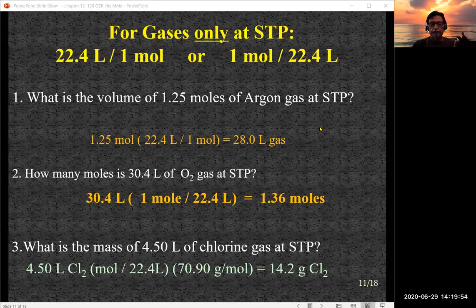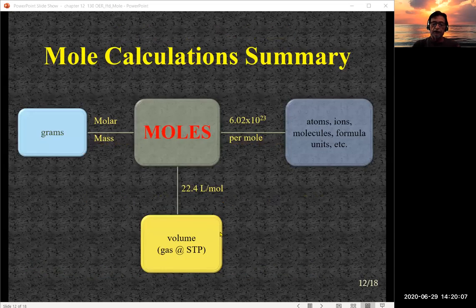So the main thing to take away from this is that for gases only at STP, 0 degrees and 1 atmosphere, that relationship is a true relationship that you can utilize. And so we have this flow chart here that helps you go through units, depending on what you want to go through. Notice something. To get from grams to molecules or from grams to volume, you can only do it through moles.